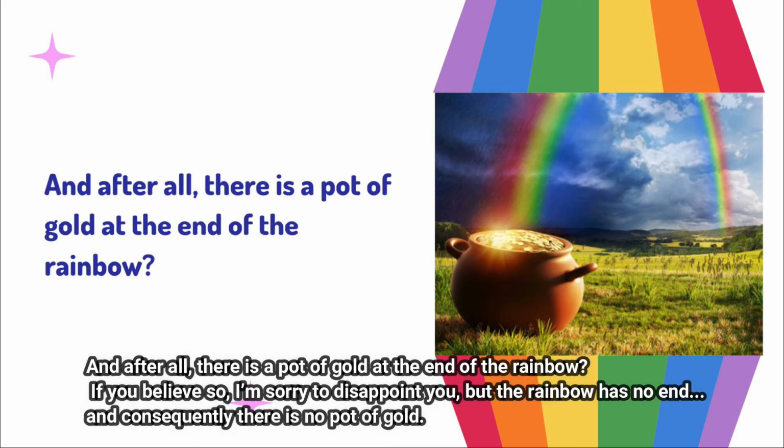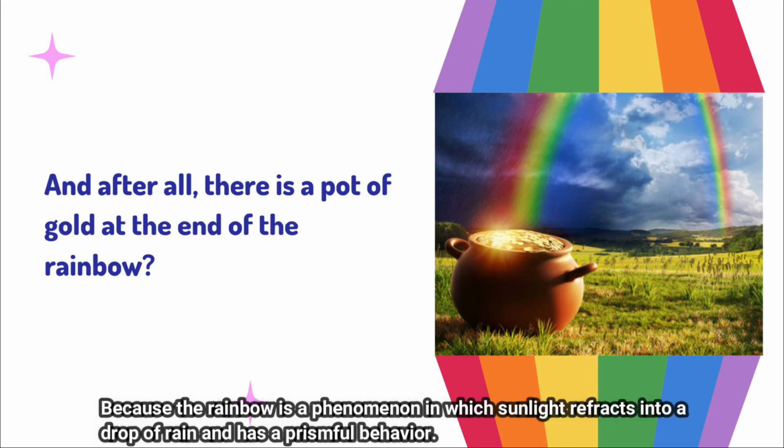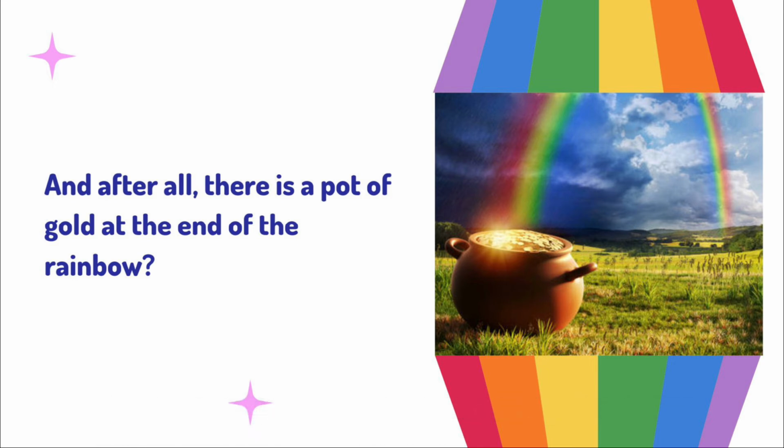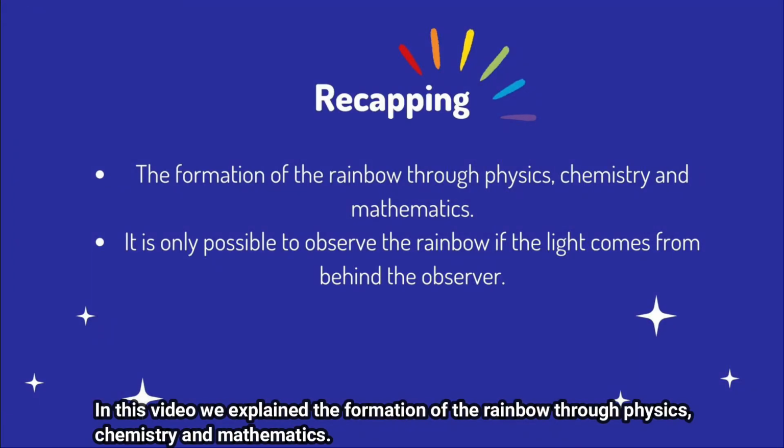And after all, is there a pot of gold at the end of the rainbow? If you believe so, I'm sorry to disappoint you, but the rainbow has no end, and consequently there is no pot of gold, because the rainbow is a phenomenon in which sunlight reflects into a drop of rain and has a prism-like behavior. In this video, we explained the formation of the rainbow through physics, chemistry, and mathematics.